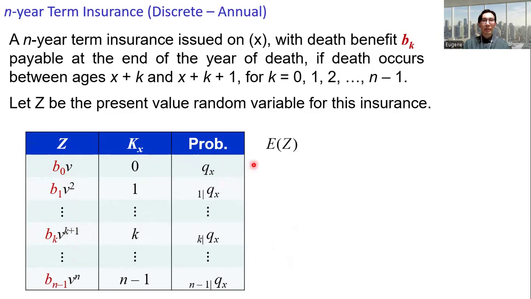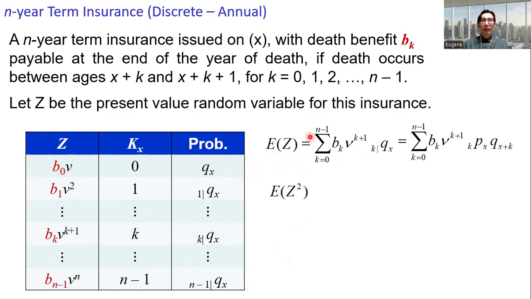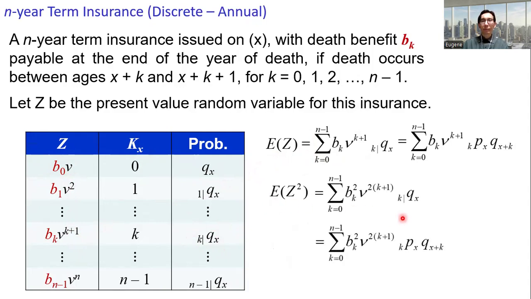The expected value of Z is the summation from k equals 0 to n minus 1 of b_k times nu^(k+1) times the probability k|q_x. And then the expected value of Z squared. We get this expression, and then the variance of Z.